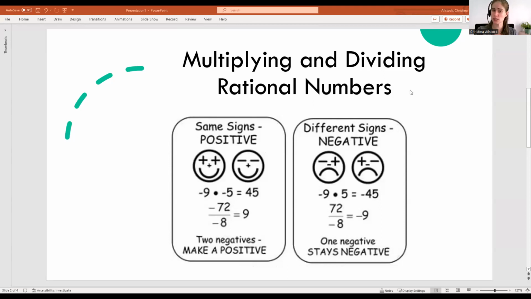So when you're working specifically in this case with positive and negative decimals, with that form of a rational number, if your two decimals have the same sign, then your answer will be positive. If they have different signs, then your answer will be negative.